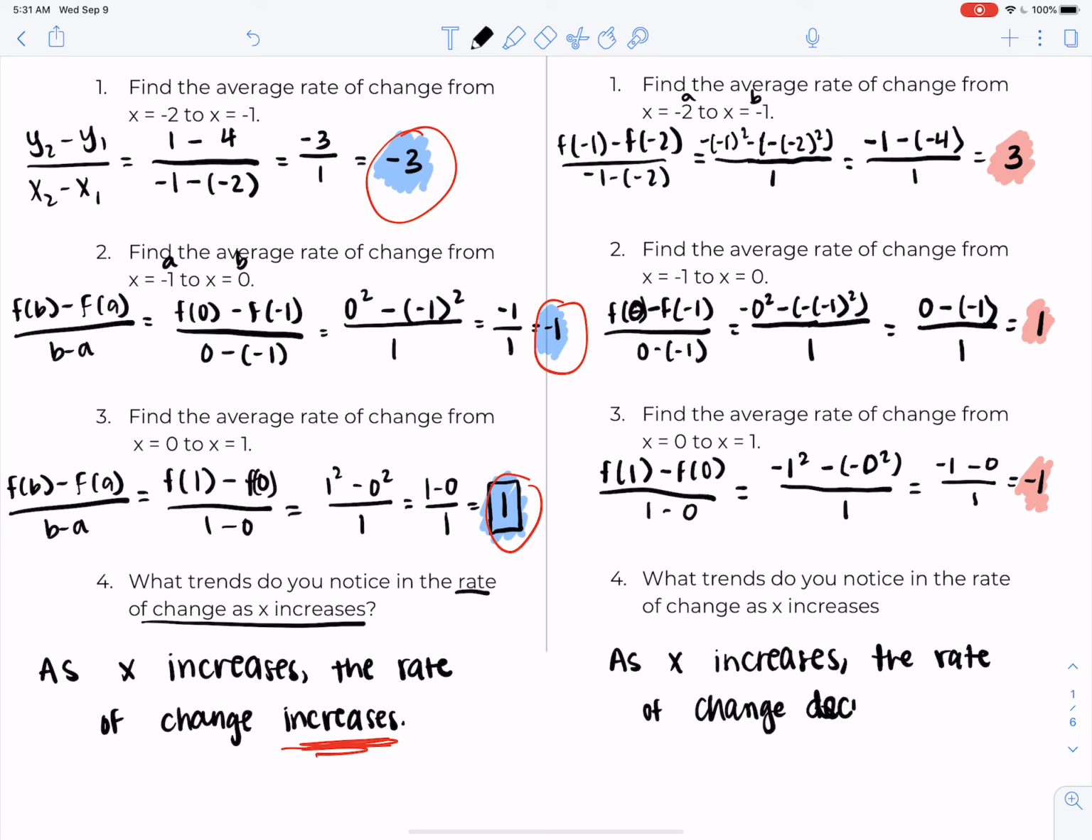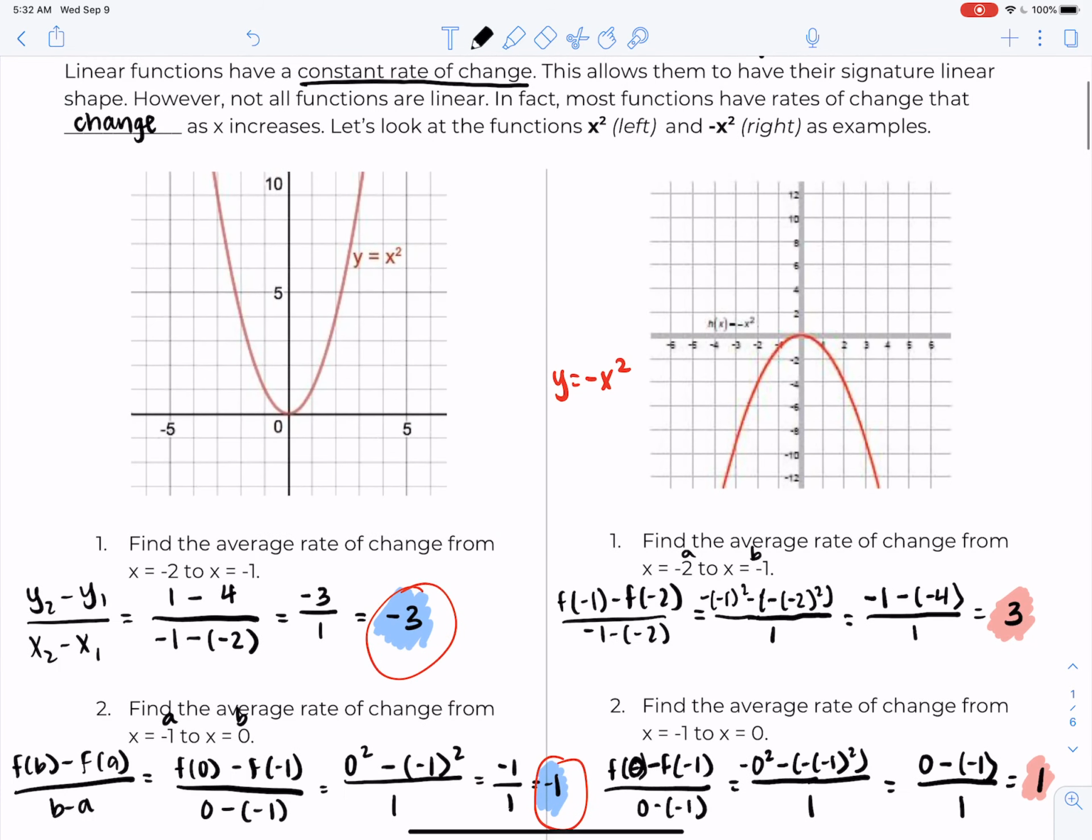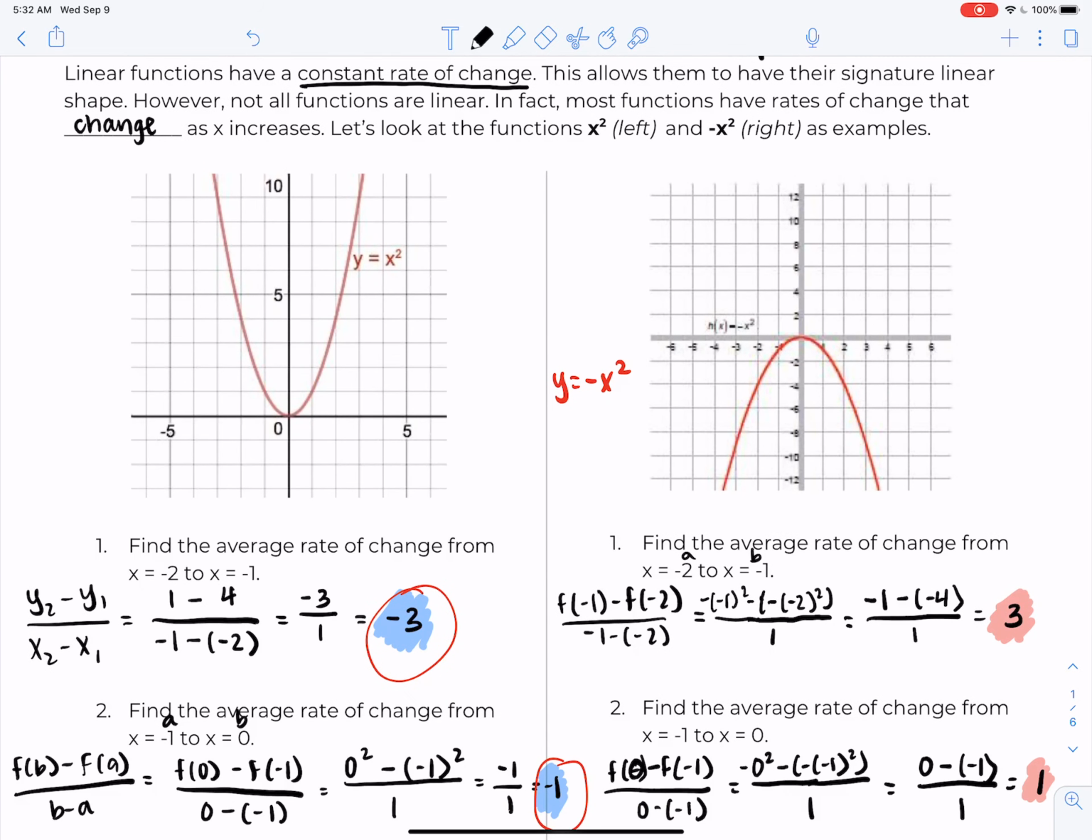I'm going to say it decreases. And so this idea of the rate of change changing introduces a new concept for us called concavity. And here, when our rate of change was increasing, this shape, we call this concave up. And we can remember it because it looks like a cup. And then if it looks like it's facing downward, this is concave down. And we're going to define those in a moment.